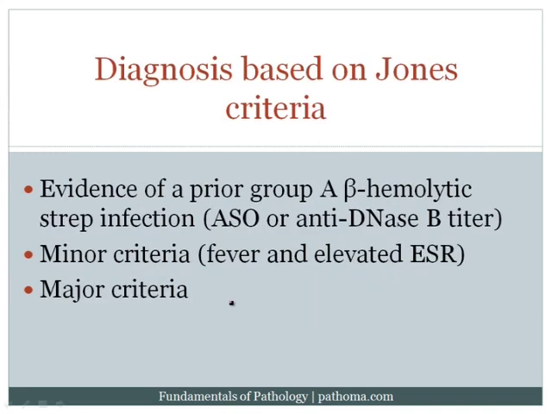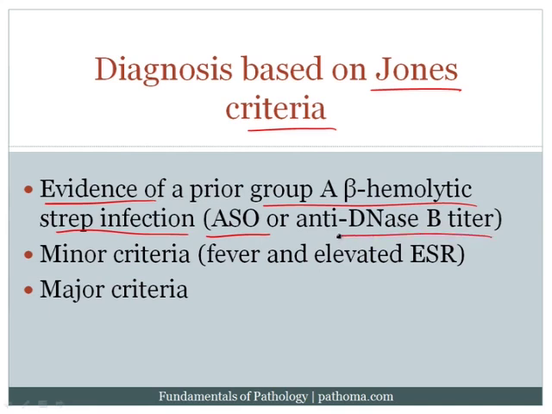When you'd like to make a diagnosis of acute rheumatic fever, you do so using the Jones criteria. The first thing that you need is evidence of a prior group A beta hemolytic strep infection. For example, anti-streptolysin O titers or anti-DNase B titers. These are both markers of a prior group A beta hemolytic strep infection. In addition, you could identify minor criteria such as fever and elevated ESR, and then there's a series of major criteria, and it's important to know each of them.